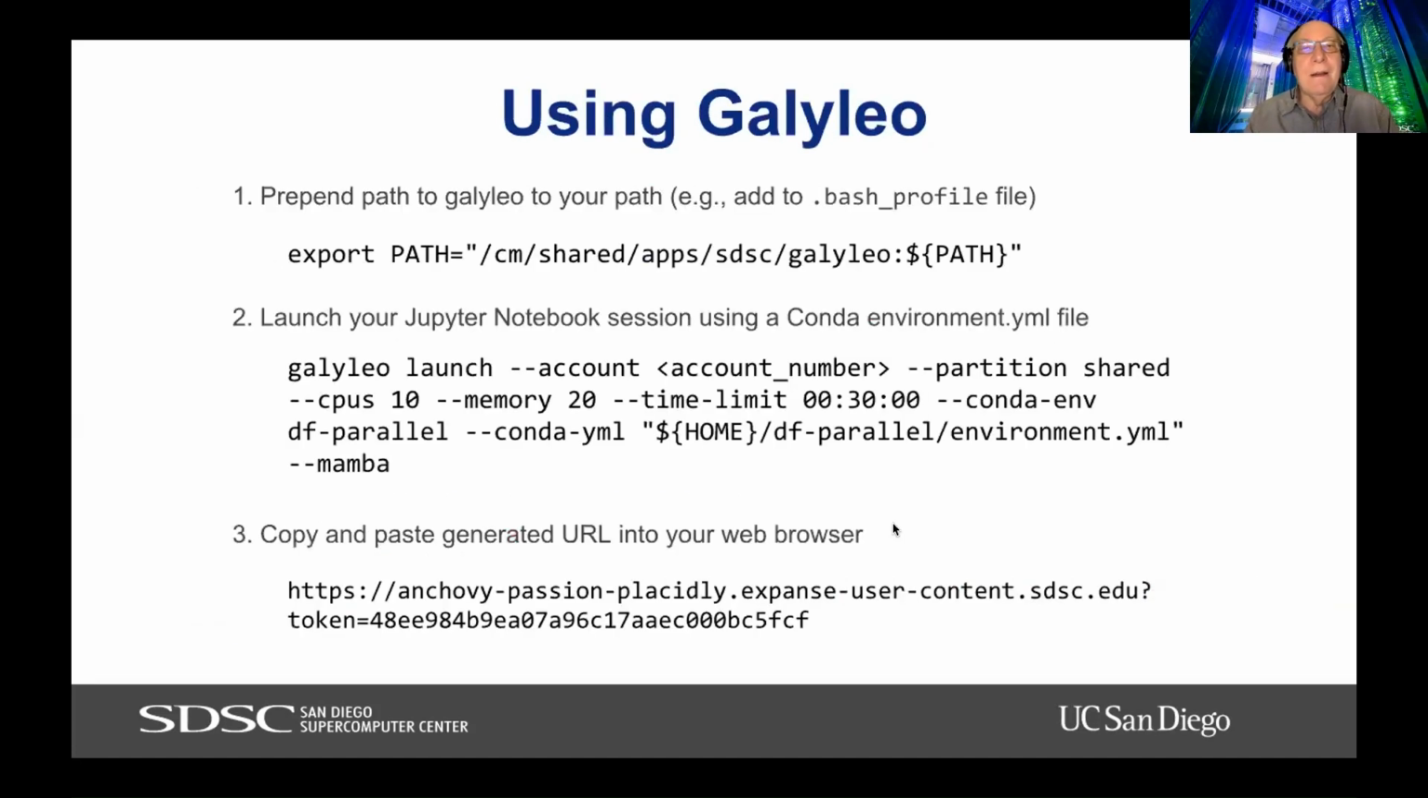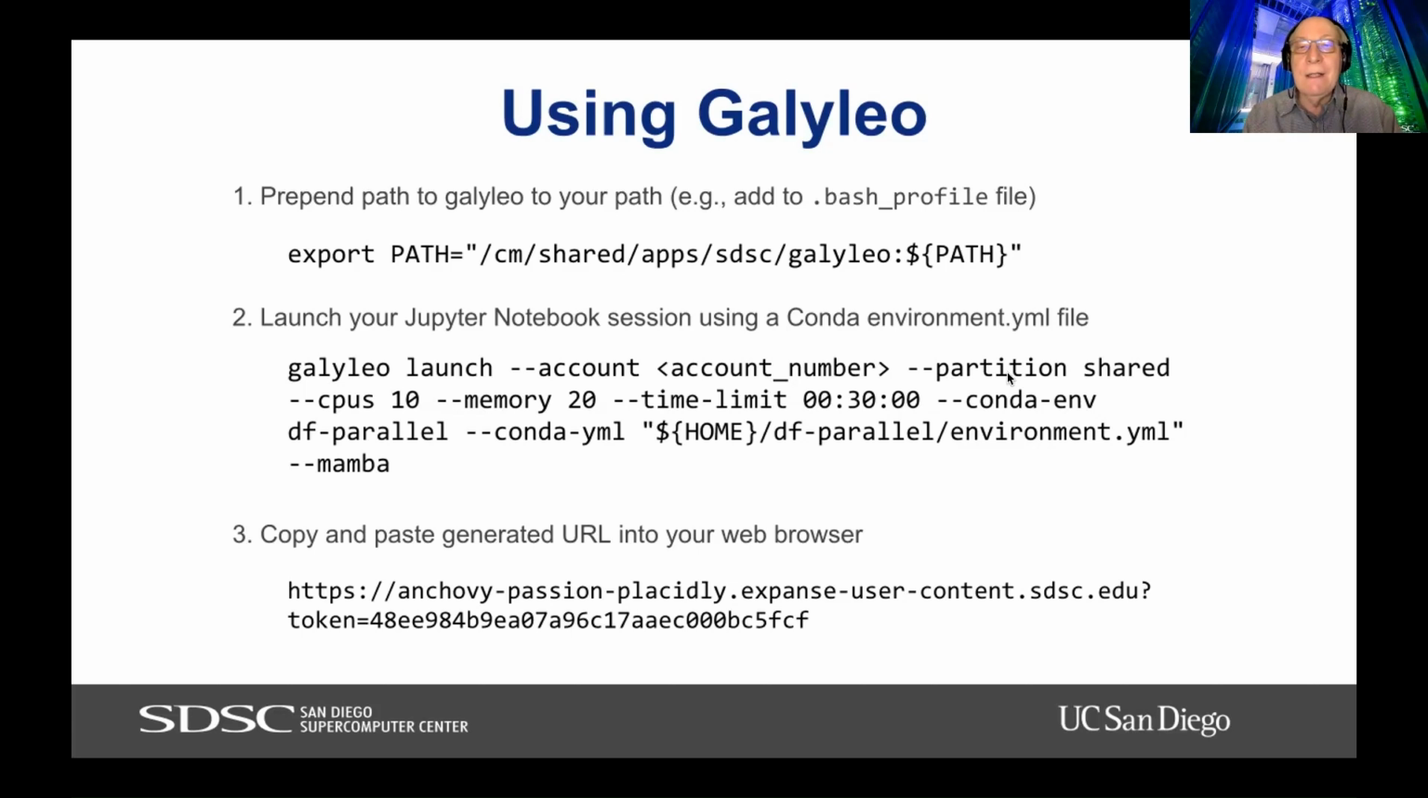So how do you use Galileo? First of all, you need to set the path to Galileo, and this is the path you want to set. To make it easy, you may want to add this path in your .bash_profile file, which is in your home directory. That way you don't need to set that path every time. So how do you launch a Jupyter notebook with Galileo? You say galileo launch. And now you need to provide some information. First of all, you need an account on Expanse. So you need to say, okay, what account number will I be using for this run?